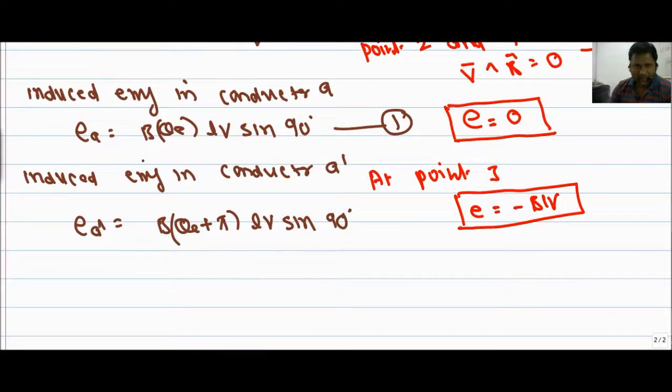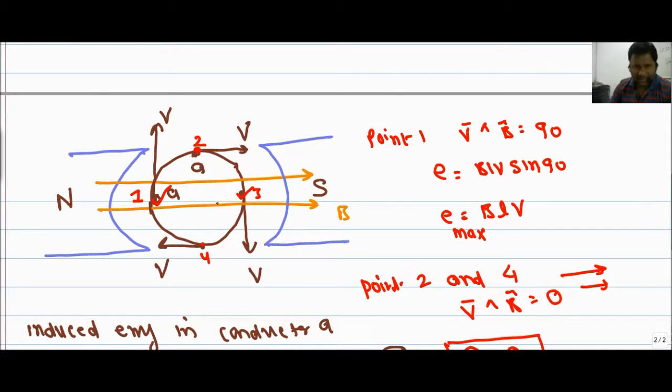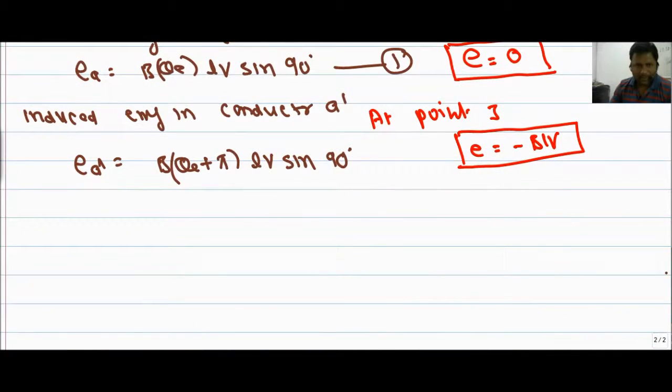The angle at point A is 90, and for the other conductor it is 180 degrees plus pi. If this is conductor A and this is conductor A dash, the angle is theta E plus pi for A dash.